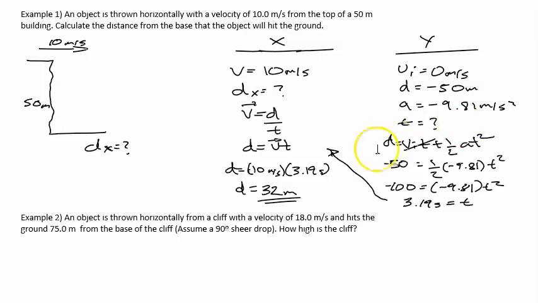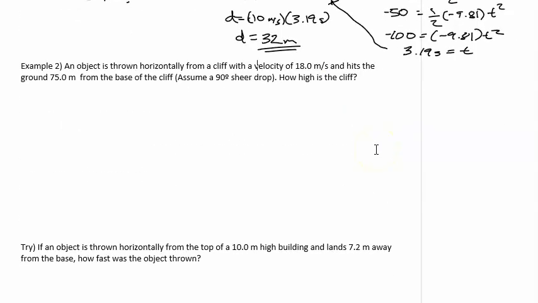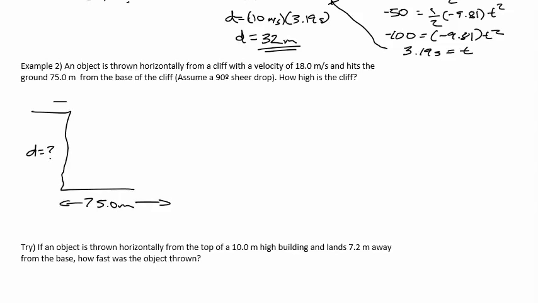Let's take a look at a second example. In this case, we've got an object thrown horizontally from a cliff with a velocity of 18 meters per second, hits the ground 75 meters from the base, and we want to know how high is the cliff. So if we draw the scenario, we want to know what is this displacement. We know that this is 75.0 meters, and we know that this is 18.0 meters per second.